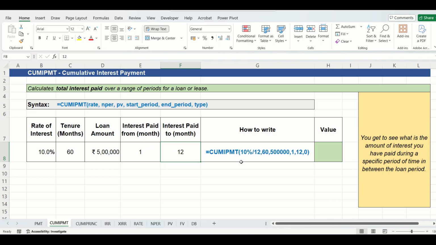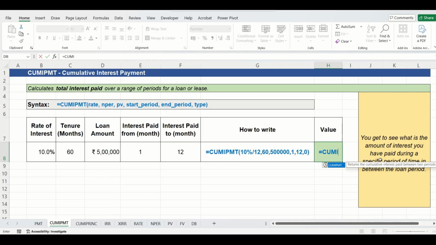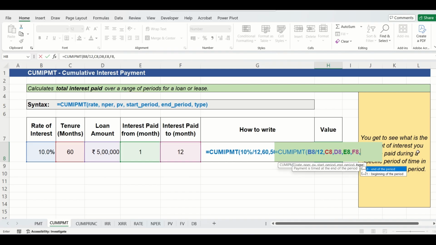This is how you write this formula: CUMIPMT, within the bracket. First the rate of interest divided by 12, then comma, then the tenure, which is in months only. Here it is 60 months. If it was in years, then you would have to multiply it by 12. Then comma, and the principal value of the loan, that is 5 lakhs, comma, the start month, comma, the end month. The last argument is type, for which only 0 or 1 can be put.